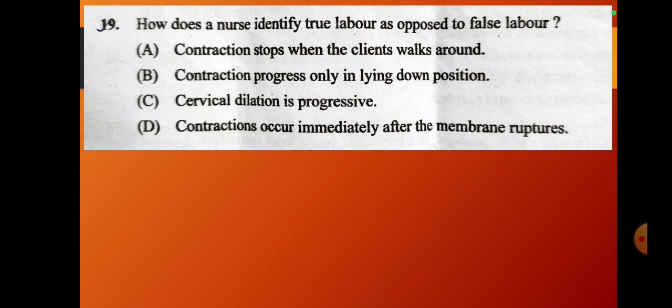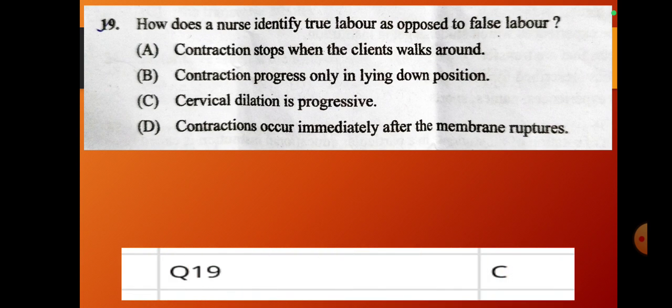How does a nurse identify true labor as opposed to false labor? Option A, contractions stop when the client walks around. Option B, contractions progress only in lying down position. Option C, cervical dilation is progressive. And option D, contractions occur immediately after the membrane ruptures. The answer is C, cervical dilation is progressive.